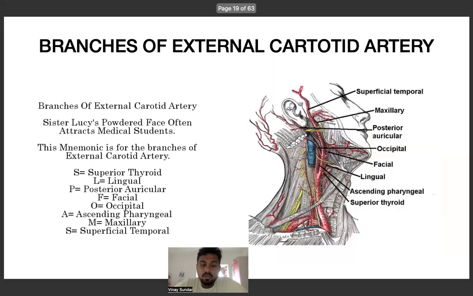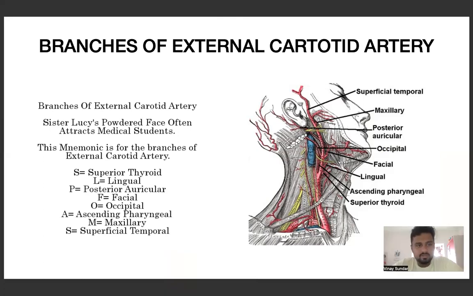There is no other. With respect to the branches of the external carotid artery, remember I told you we'll be revisiting this. This is a very popular mnemonic: Sister Lucy's powdered face often attracts medical students. S stands for superior thyroid, L for lingual, P for posterior auricular, F for facial, O for occipital, A for ascending pharyngeal, M for maxillary, S for superficial temporal. You need to remember the mnemonic. This mnemonic is for the branches of the external carotid artery.